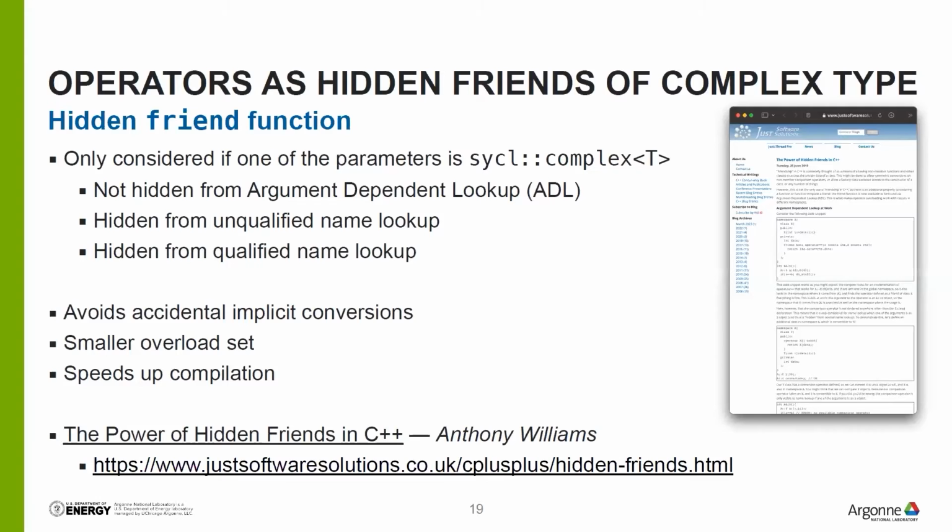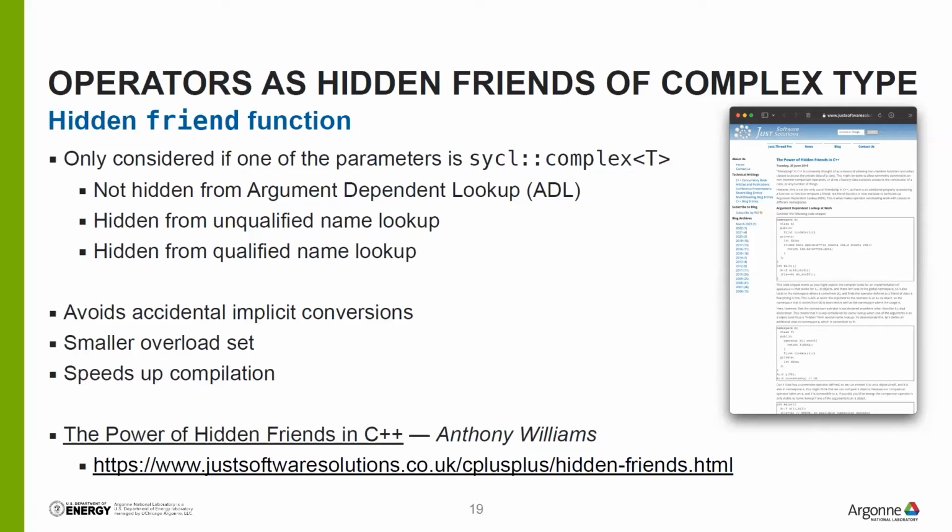So, hidden friends. You may have heard this term, and it's not a great name, because what is it hidden from? The code's obviously there. It means it's not hidden from argument-dependent lookup. If it sees an argument, it says, oh, from that argument I can figure out where the call is from, what namespace it's in. It is hidden from unqualified name lookup and qualified name lookup, and I'll explain what those are in a little bit.